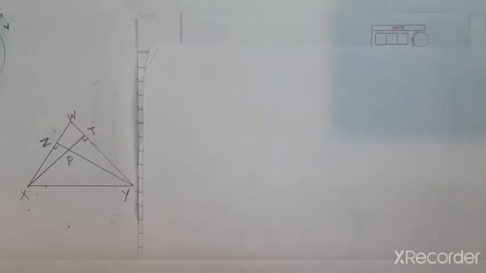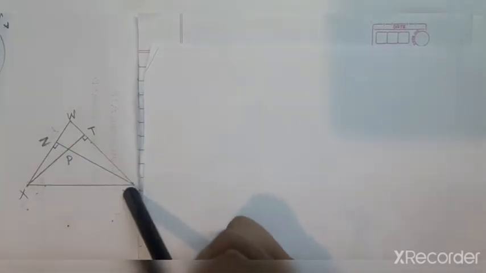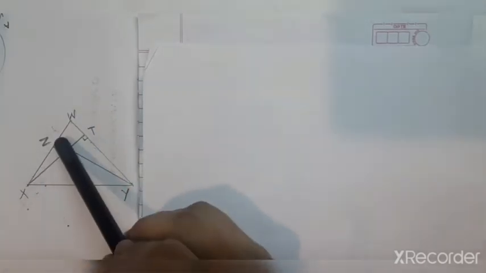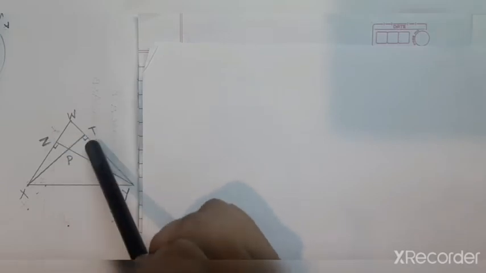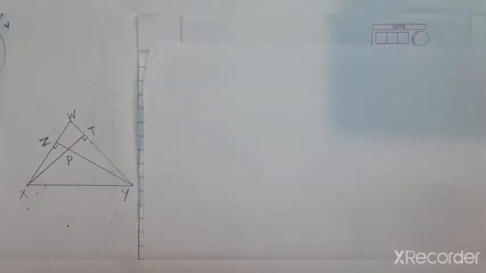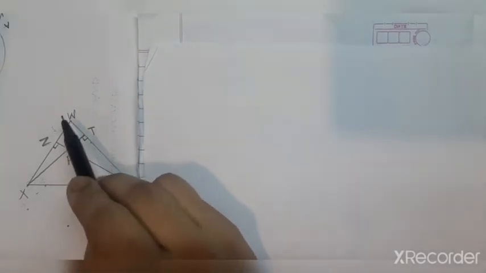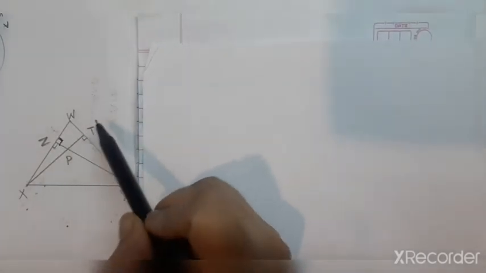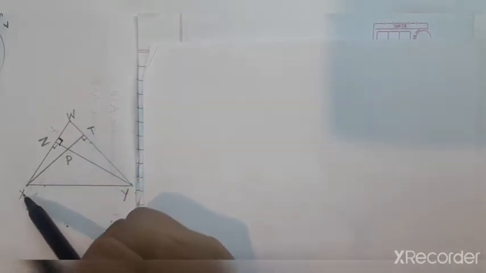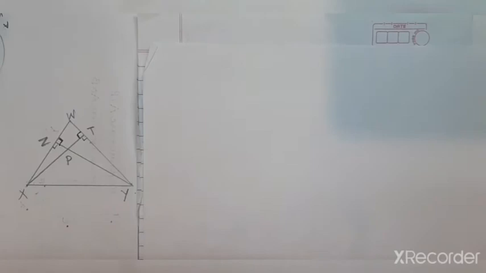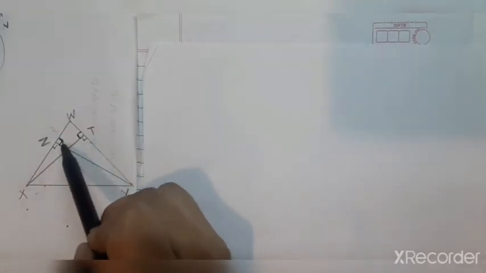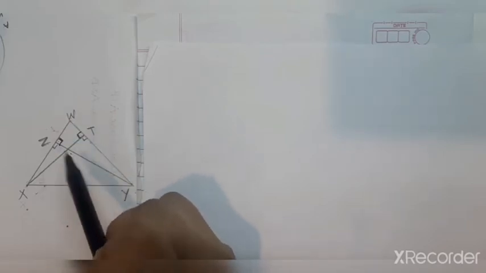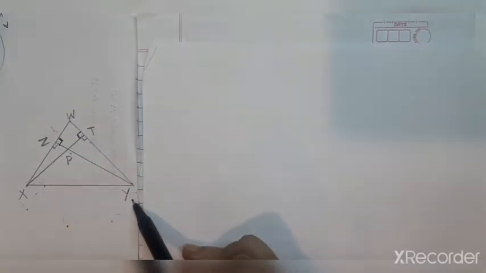Now, if you look at the figure, you will see that since we have altitude YZ on XW and altitude XT on WY, we have a 90-degree angle at these points. Therefore, we can say that angle YZW, that is this angle which I am marking, and angle WTX, these two angles are 90 degrees each. Therefore, angle WZP, WZP and WZY are one and the same angle.